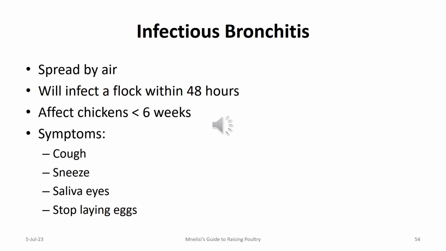Infectious bronchitis. This disease can spread by air and infect a flock within 48 hours. It will affect chickens that are less than 6 weeks. The symptoms are as follows. Coughing, sneezing, saliva on eyes. Hens will stop laying eggs.